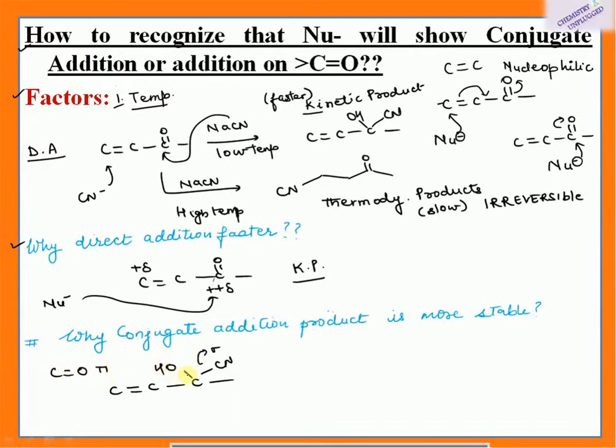This carbonyl pi bond has an energy equal to 369 kilojoule per mole. While if you are forming the thermodynamic product, then in this case the carbonyl bond will remain as such. Here we have a new sigma bond, and there is breakage of the carbon-carbon double bond, which has energy equal to 280 kilojoule per mole, right? So we need a smaller amount of energy to break this bond, while we need a higher amount of energy to break the carbonyl bond. That is why this product is more stable as compared to this direct addition product.